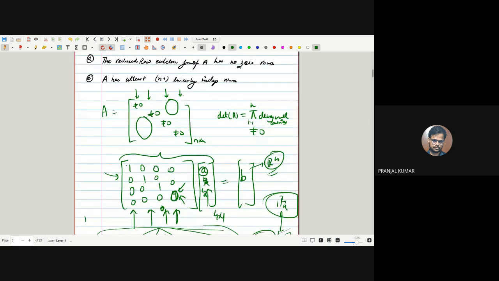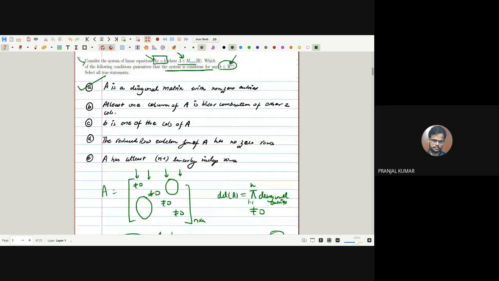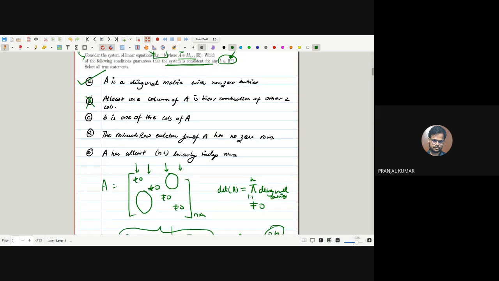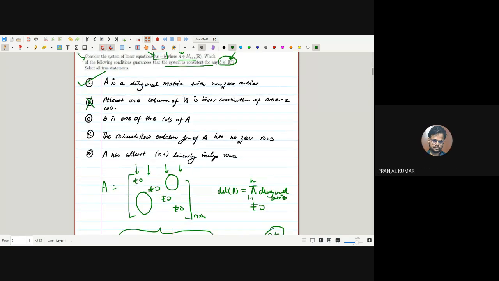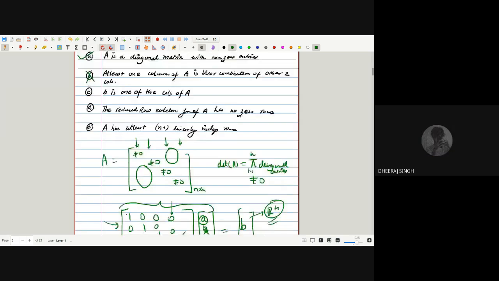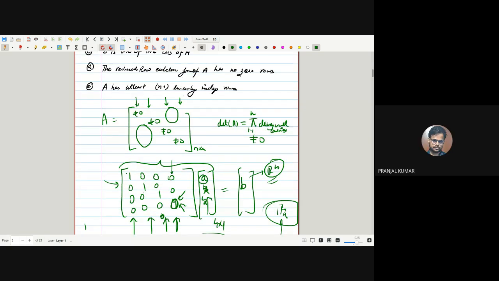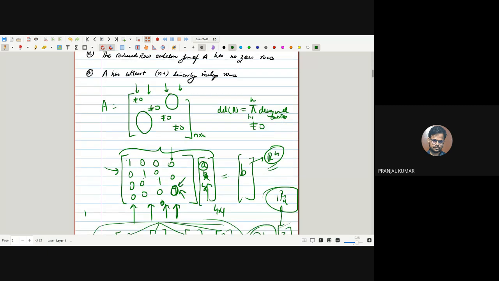If one column of A was a linear combination of other columns, then after row echelon form conversion, this column wouldn't have a pivot. In that case, determinant will become 0. So this option is wrong. Can you repeat this? If any column was a linear combination of other columns, then the determinant of a matrix becomes 0.